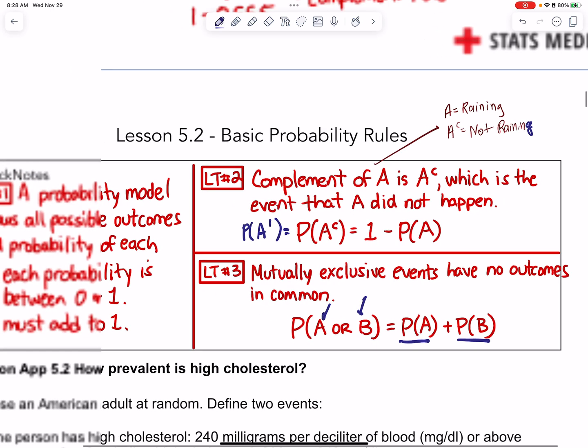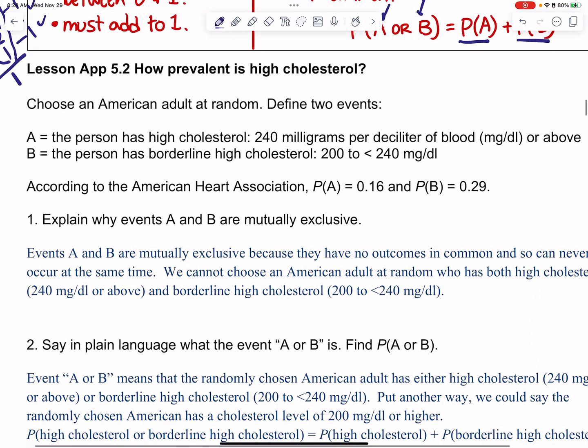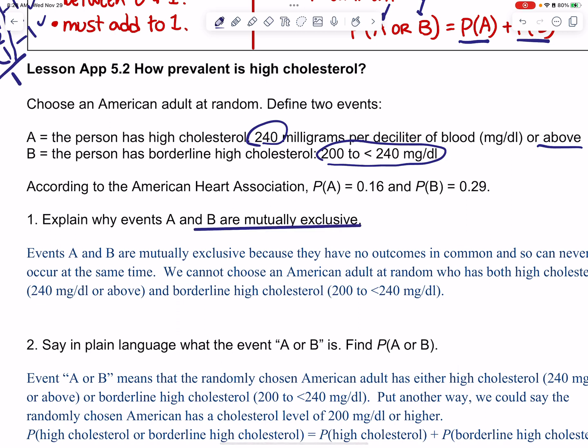Okay, let's look at the lesson application. For the lesson application, I've got person 1 that has a cholesterol of 240 or more, and person 2 has a cholesterol between 200 and 240. These are mutually exclusive events because obviously I cannot have a cholesterol higher than 240 and between 200 and 240 at the same time. I have one value of my cholesterol.